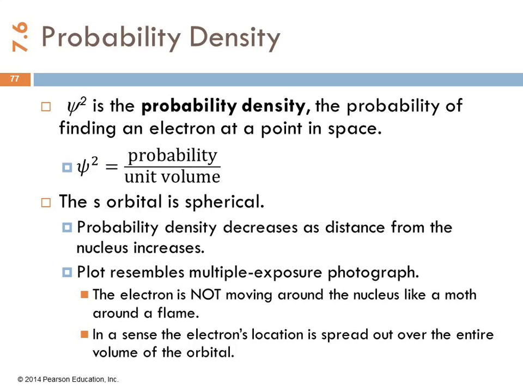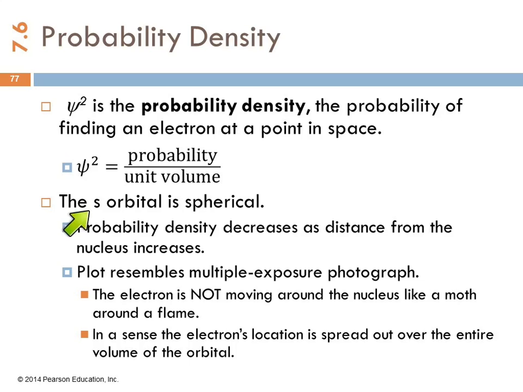Probability density. Okay, so we mentioned this earlier. Psi squared is the probability density. It's this wave function squared, gives us the probability of finding an electron in a particular unit volume. And we can calculate this probability density for different quantum numbers, and that gives us the shapes of these orbitals.